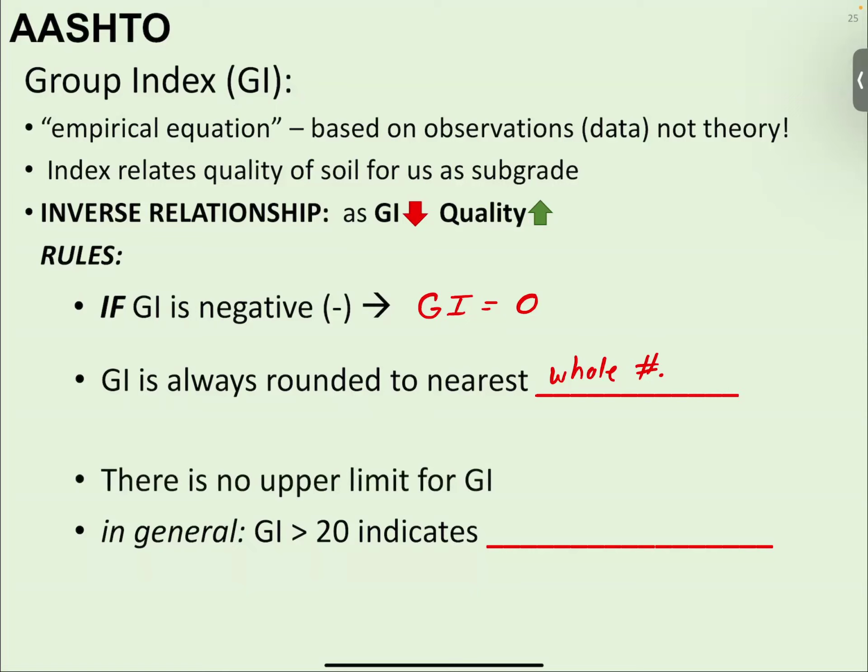There is also no upper limit for the GI value. There are a lot of fun discussions about what the worst type of soil is that you could ever have, with different areas competing for the worst type of soil, the highest GI number. But generally, if a GI value is greater than 20, then this will make a very poor subgrade.